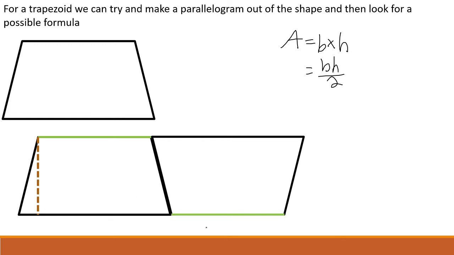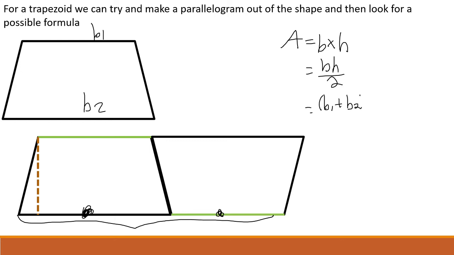What's the base of this trapezoid? Well, the base of this parallelogram, I'm sorry, let me rephrase that, I said trapezoid there. The base of this parallelogram is the bottom base of the trapezoid plus the top base of the trapezoid. So if we call this one B1 and we call this B2, that means the base of this parallelogram is simply the top base plus the bottom base, right? Those make the base of this parallelogram. And the height of the parallelogram is the same as the height of the trapezoid, right? This height right here is the same as this height right here.